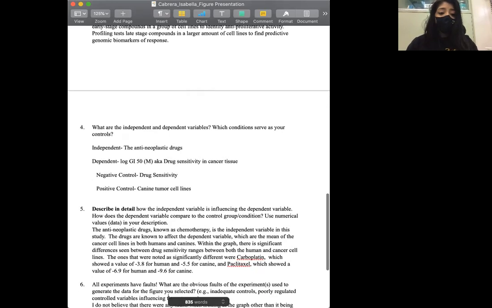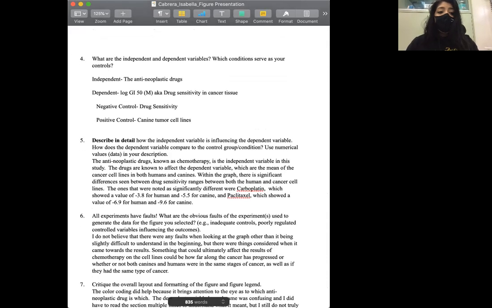So with that being said, just to go a little bit into detail, the anti-neoplastic drugs or the chemotherapy is the independent variable in this study. So with that being said, the reactions are actually the ones that are known to be the dependent variable. So the drugs are known to affect that dependent variable because they're ultimately affecting the tumor cell lines for both the canine and humans. With the graph, we can see that there's significant differences with the drug sensitivity between animals and canines.